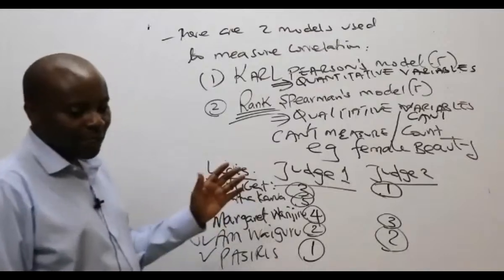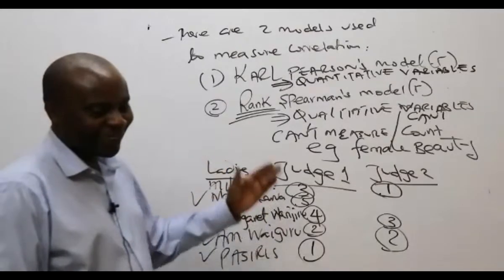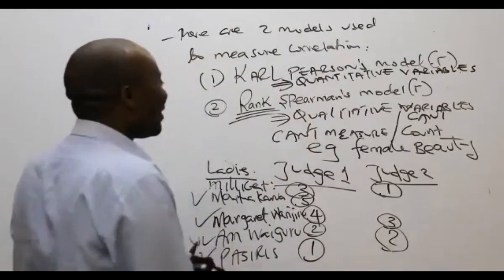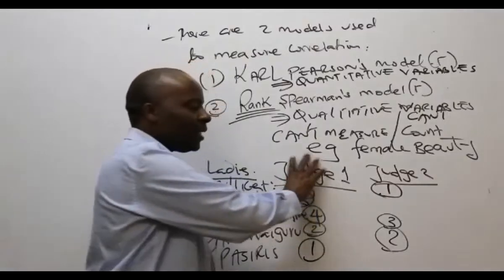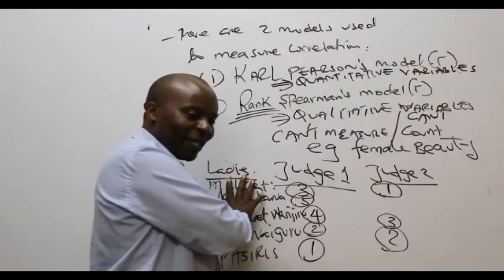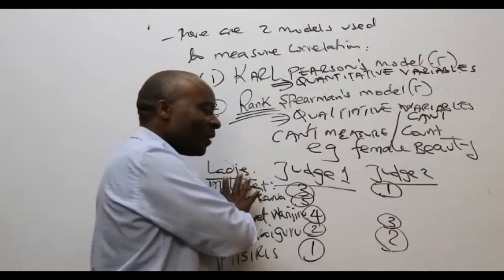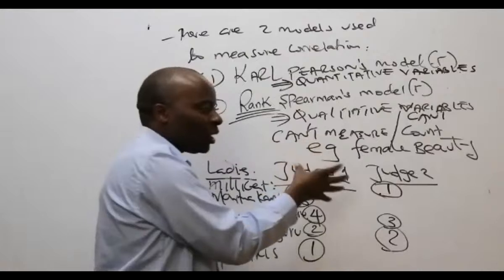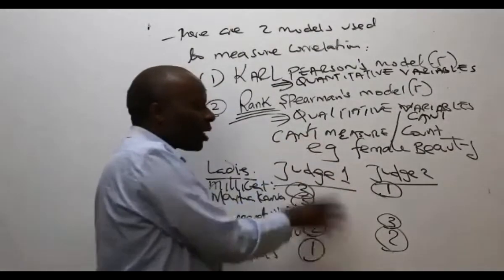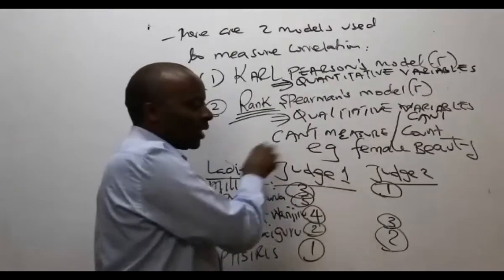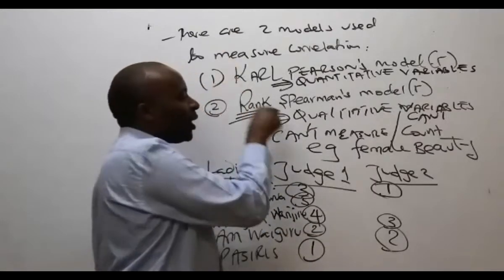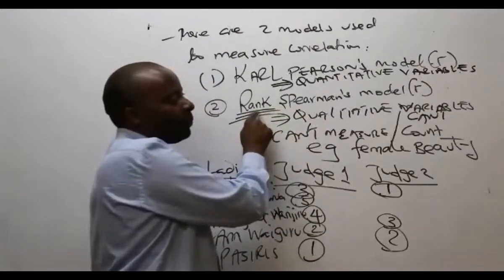Anyway, my point here is, ladies and gentlemen, we shall overcome. This is a qualitative variable. Female beauty, you can't attach a value to this. For all qualitative variables, the only way to measure them is to have various judges ranking them. And if it is ranks that you have, ladies and gentlemen, then the only model you can use is Spearman's ranks model.